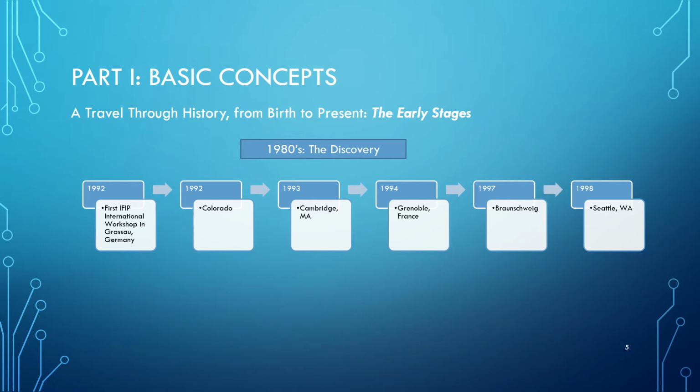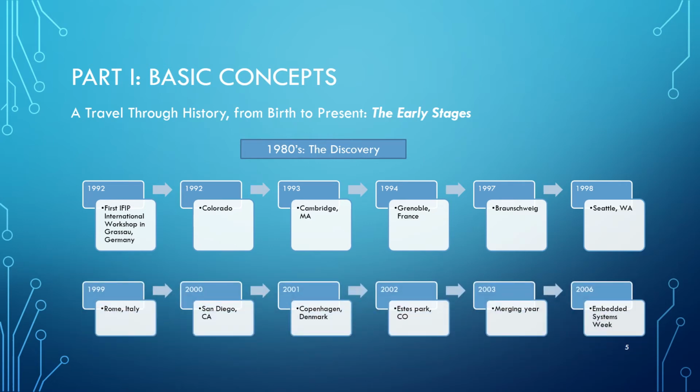Co-design took place in Grasau, Germany, under this name, or simply CODES. Major subsequent events dedicated to this new research field were then organized in Colorado in 1992, Cambridge in 1993, and France in 1994. The event was simply called CODES and organized in other places later in Germany, Seattle, and Rome.